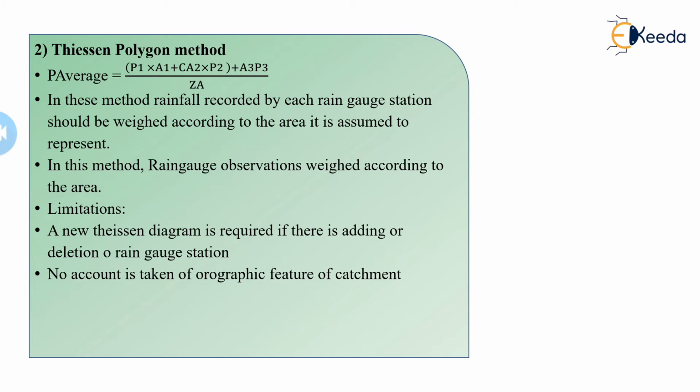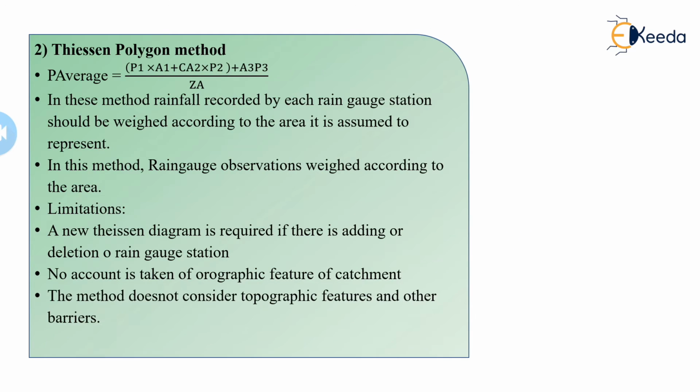No account is taken of the orographic features of the catchment area. If there is a hill, a mountain, or any orographic barrier in the catchment area, this barrier will not be taken into consideration. And this method does not consider any other topographic and geological barriers. So these are some defects and limitations. To overcome these defects, the next method is the isohyetal method.